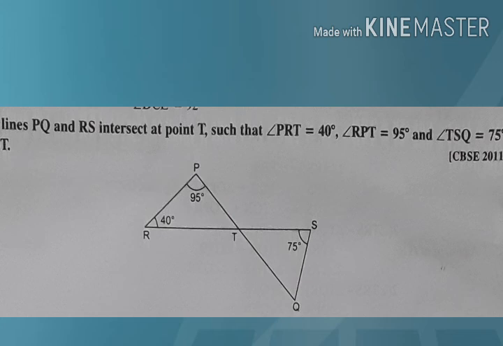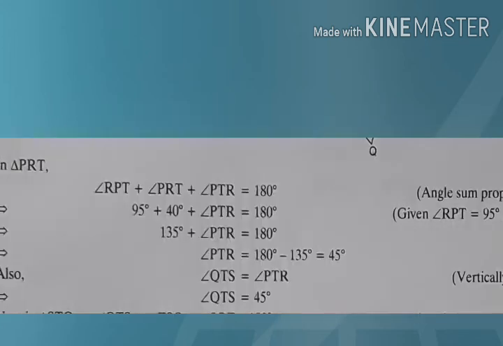Then we can find angle PTR. What is the relation between them? They are the interior angles of the triangle PRT. So by the angle sum property of a triangle, we get 95 plus 40 plus angle PTR equals 180 degrees. So angle PTR equals 180 minus 135, that is equal to 45 degrees.